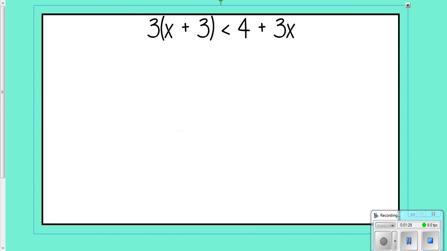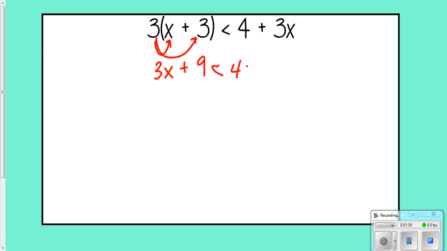Okay, again, we're going to start with the distributive property. 3 times x is 3x, 3 times 3 is 9. Bring the rest of it down. Oh, not an x. Sorry. It's supposed to be 4 plus 3x. Okay, so again, move my variables to one side by subtracting 3x from both sides. So 9 is less than 4.